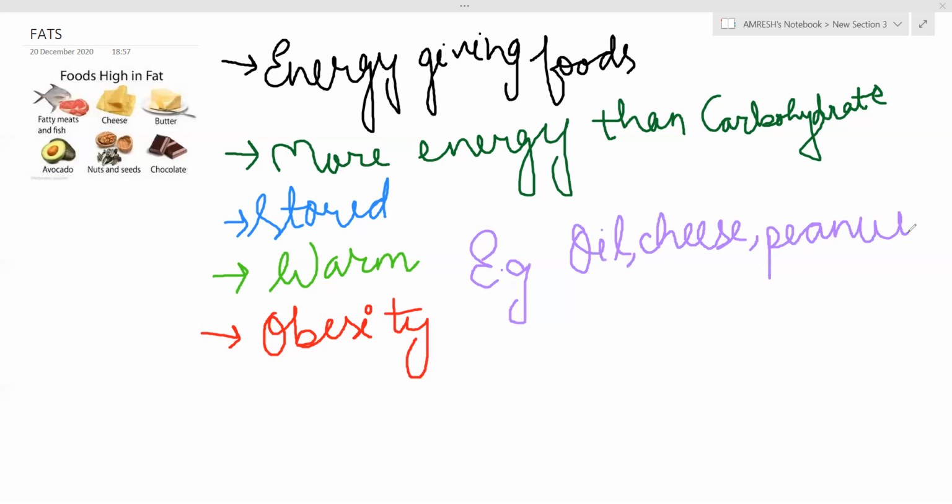Peanuts, also your fish, meat. Meat is a very good source of fat. Then your vegetable oils also, ghee. Ghee is a very good source of fat. So they all are good sources of fats. Note it down.